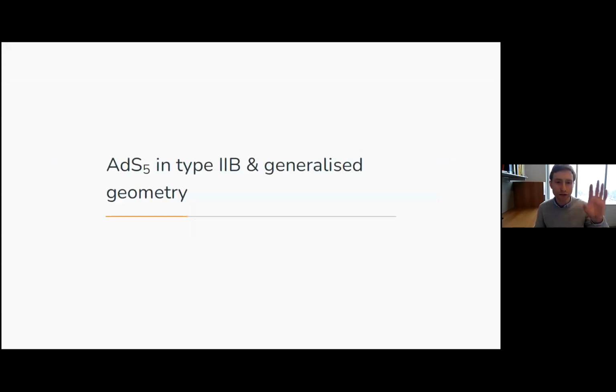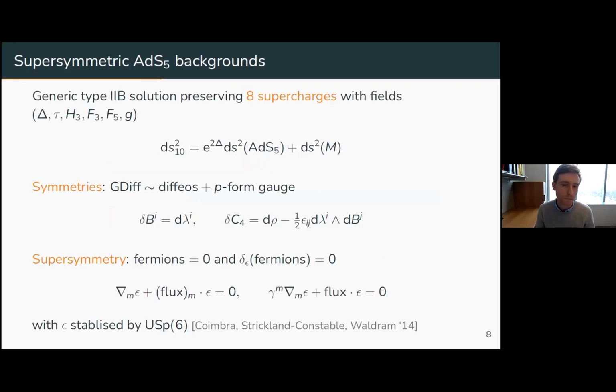So that's the field theory setup. Now I'm going to tell you about how you think about supersymmetric AdS5 solutions in type IIB supergravity, in particular through the lens of something called generalized geometry. So the supergravity setup is the following. I'm going to consider generic type IIB solutions preserving 8 supercharges with all of the supergravity fields turned on. And these are going to be warped compactifications of AdS5 with some internal 5-manifold M.